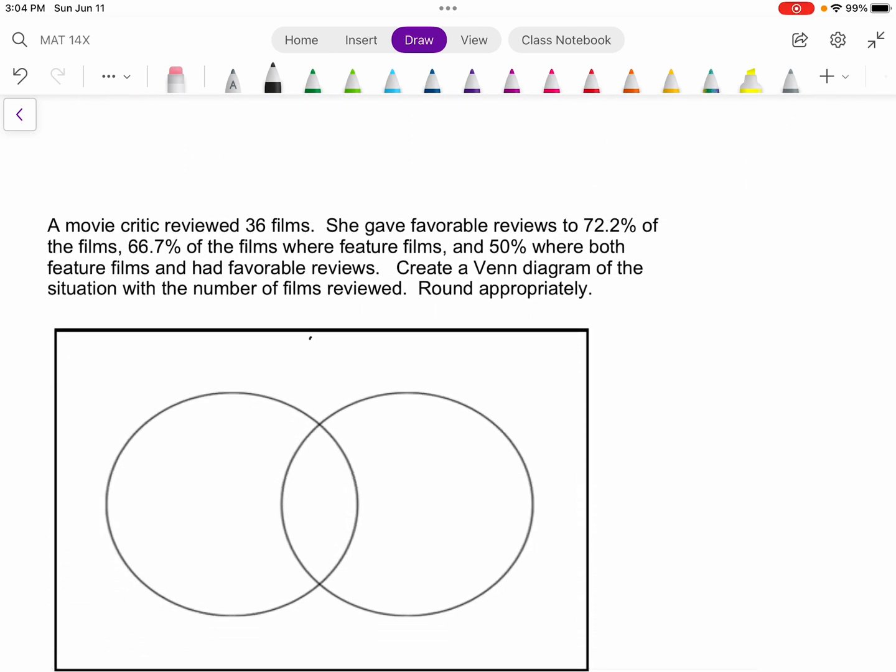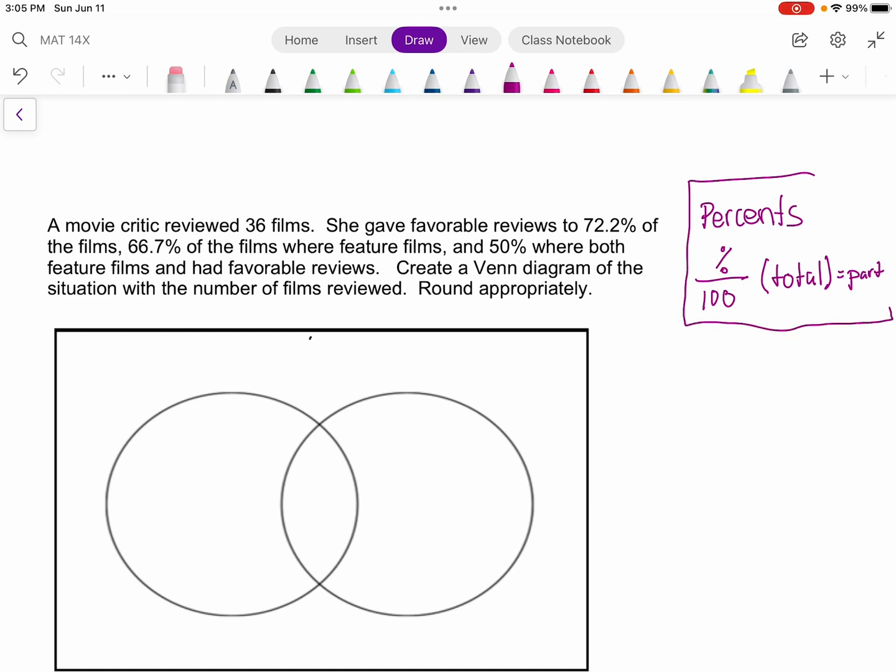Because instead of being given values, we're actually given percents. So just a quick refresher before we dive too far into this problem. When we talk about percents, remember that percents are basically the value out of 100. Percents are always sort of totaled out of 100. So if I have 50% of something, it would be 50 out of 100 times my total, and that would help me figure out the part. We're going to be coming back to that way of thinking as we work through this problem.